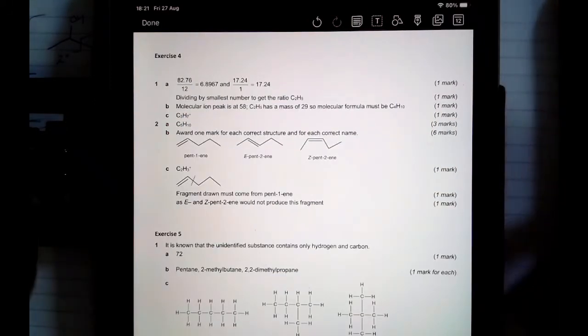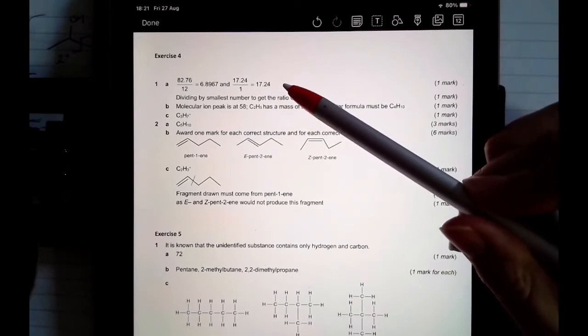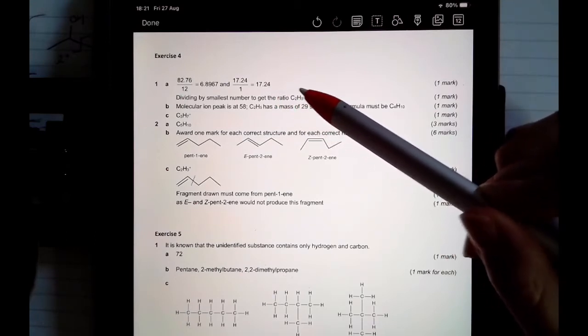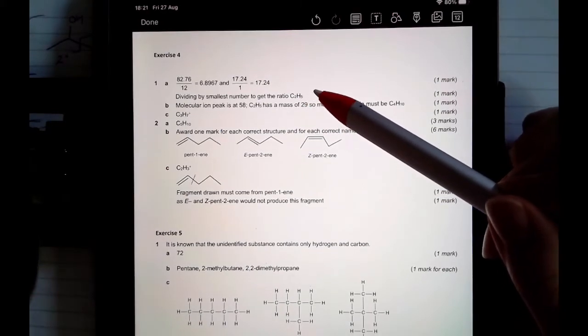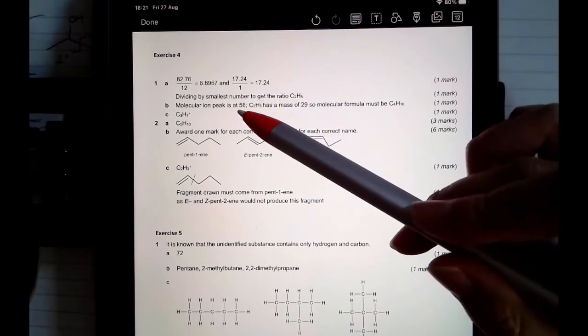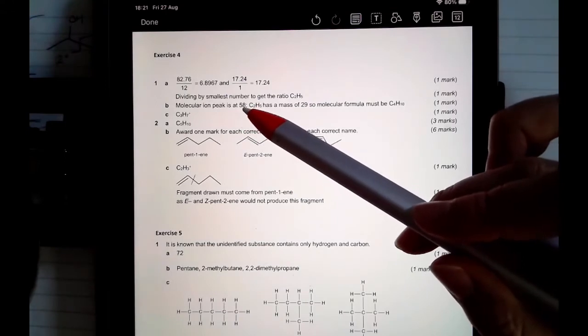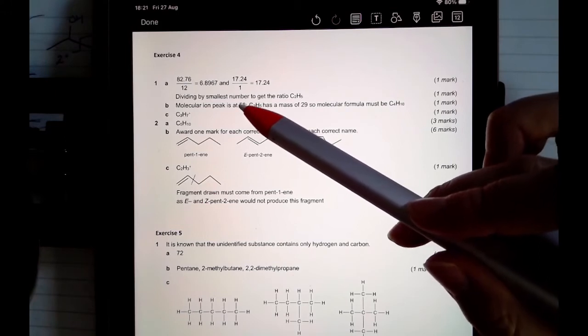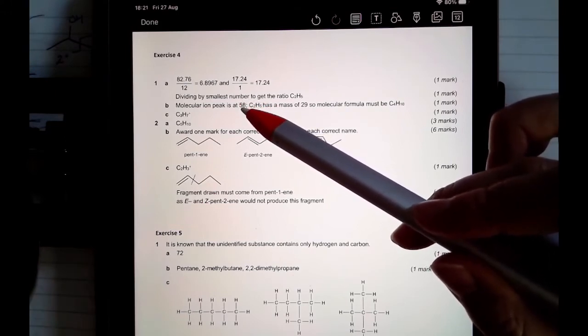So the next question, you're asked about empirical formula. The first part of it should be straightforward. You get the empirical formula and it is C2H5. Then they ask you to use the mass spec to find the molecular formula. If you look at your mass spec, you'll see that the molecular ion peak is at 58. That's the highest peak, the peak with the highest mass to represent the unfragmented ion, and it's 58. So the overall molecule has a mass of 58.